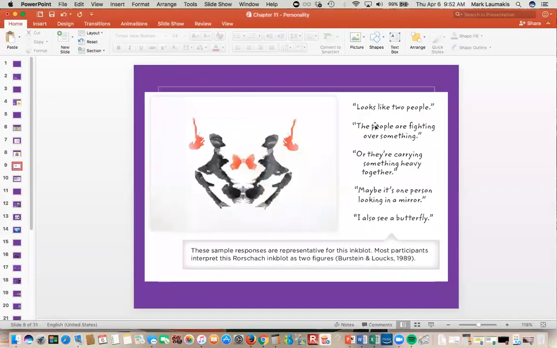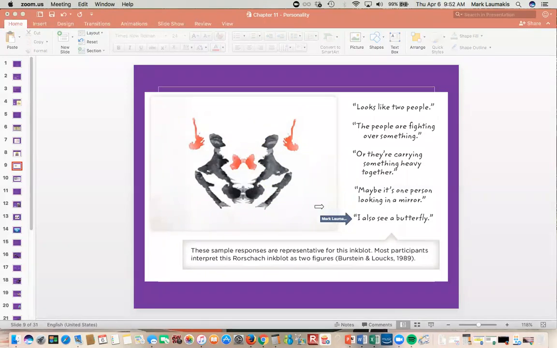Here's one from your textbook. You don't need to respond to this one because they've already sort of built in some responses. Typical responses. Look like two people. They're fighting over something, or they're collaborating. They're working together, carrying something heavy together. Those are two different kinds of responses, aren't they? Maybe one person's looking in a mirror. Well, you could say that's almost all of these slides because they're symmetrical. You throw ink on a page, you fold it in half, you're going to have symmetry down the middle, right?